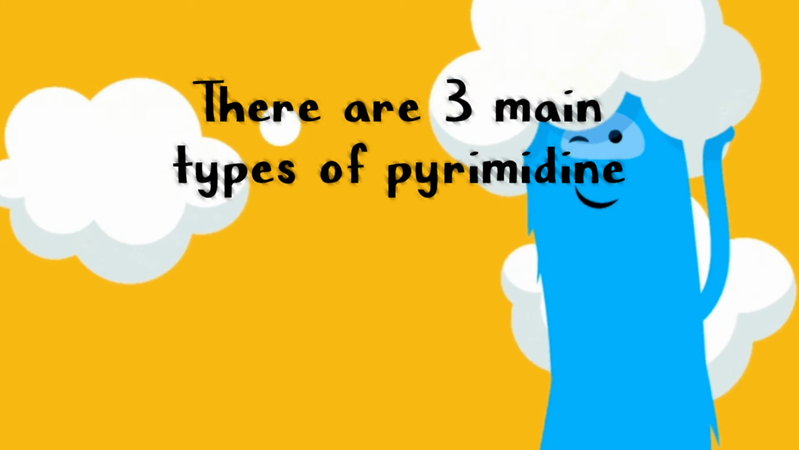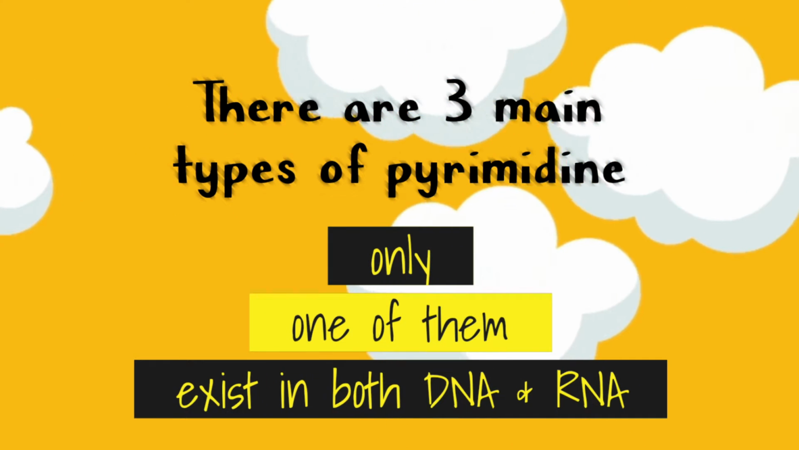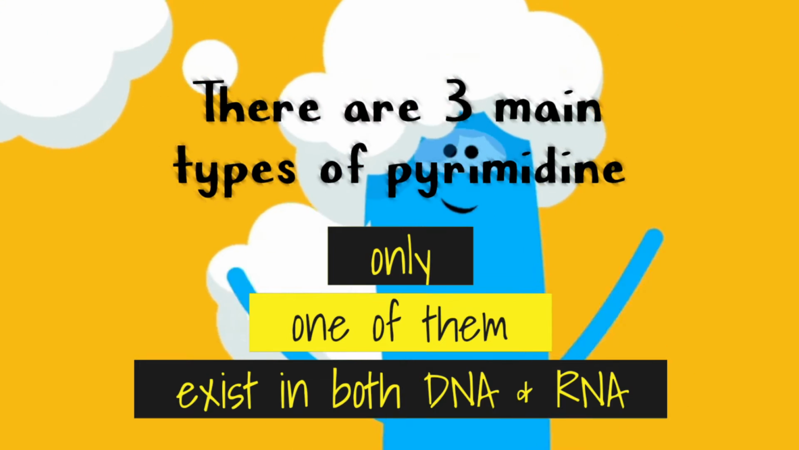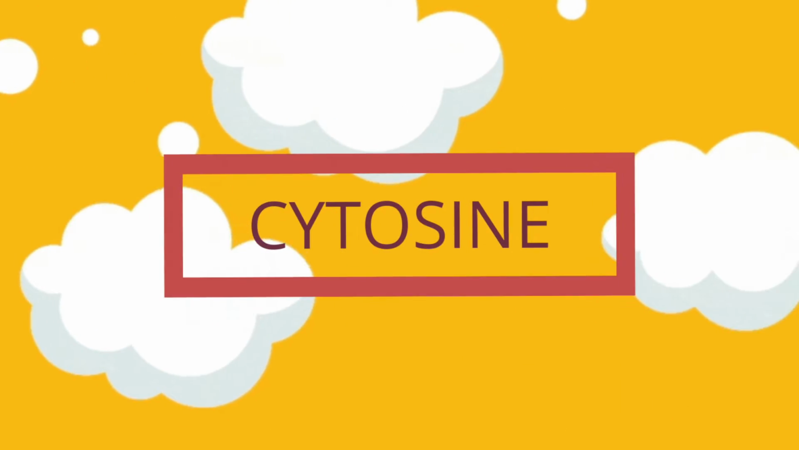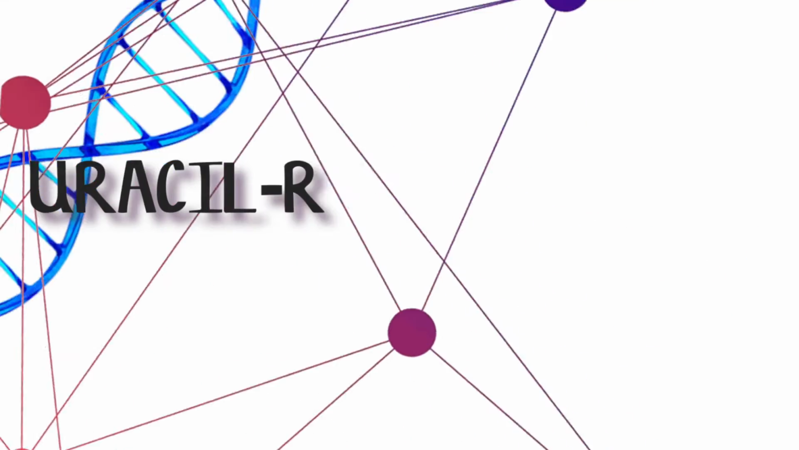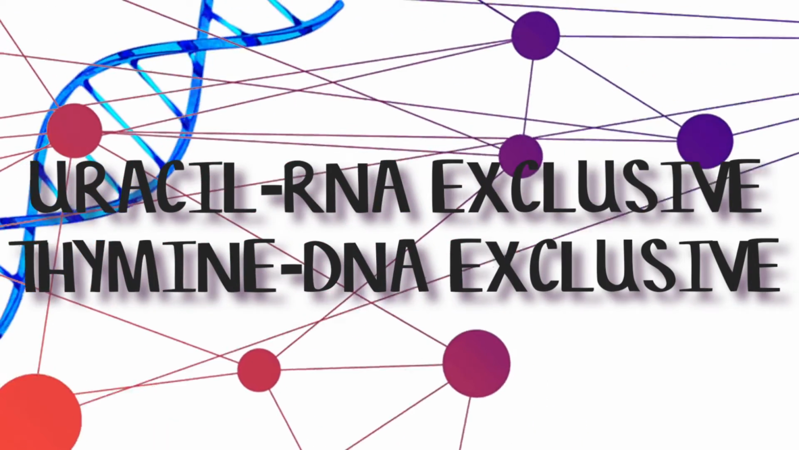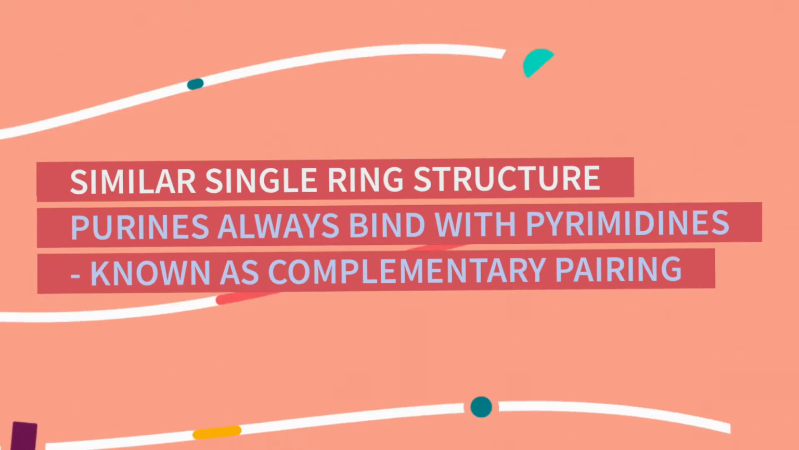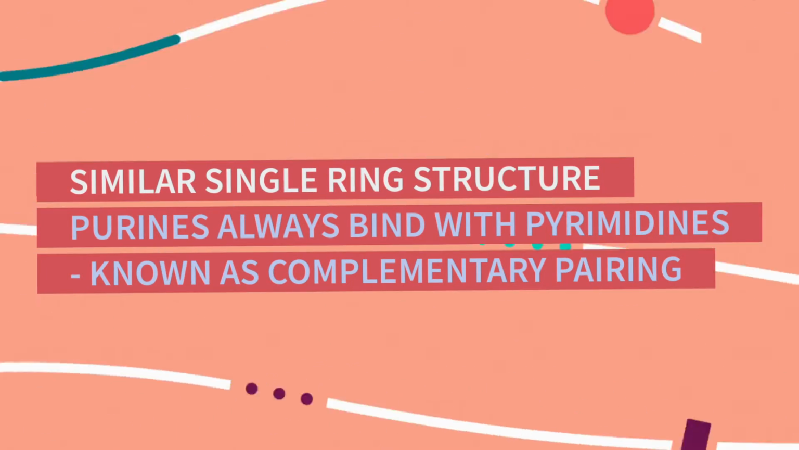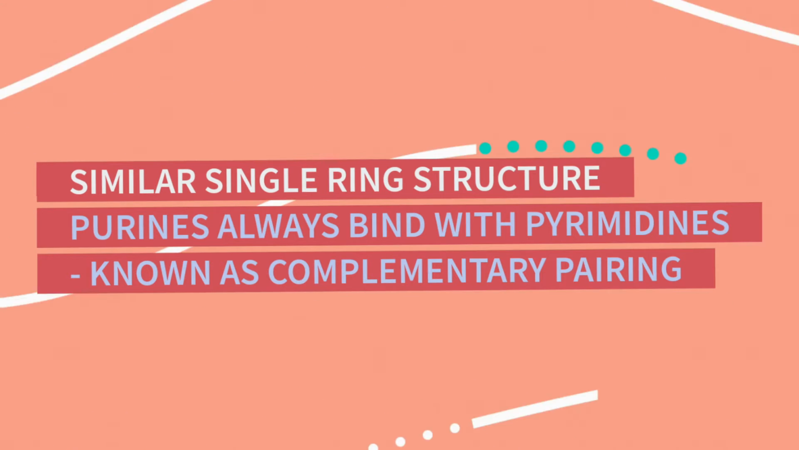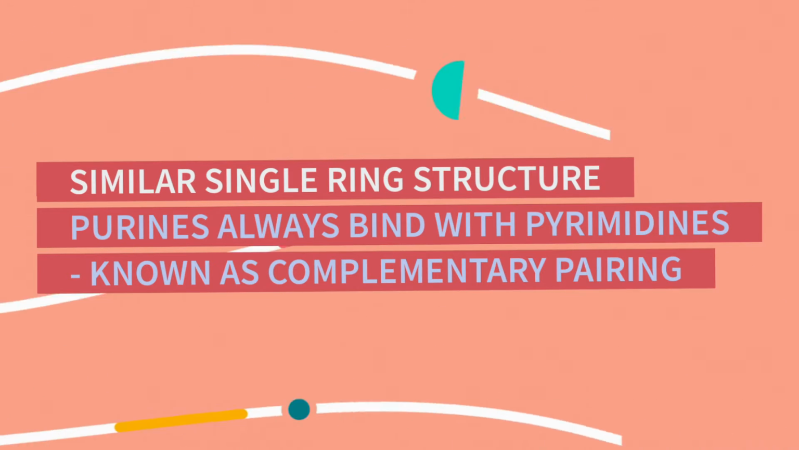There are three main types of pyrimidine. However, only one of them exists in both DNA and RNA, which is cytosine. The other two are uracil, which is RNA exclusive, and thymine, which is DNA exclusive. These all have similar ring structures, and a purine will always bind with a pyrimidine, which is known as complementary pairing.